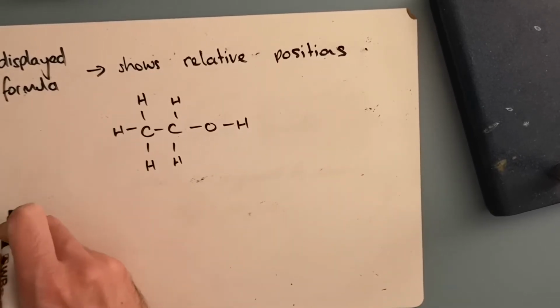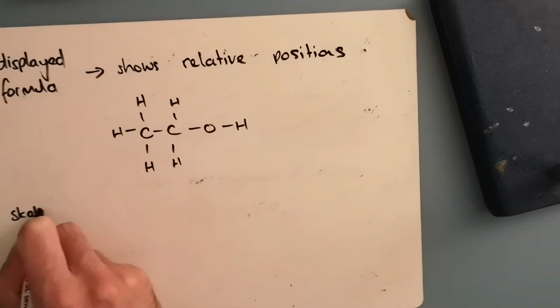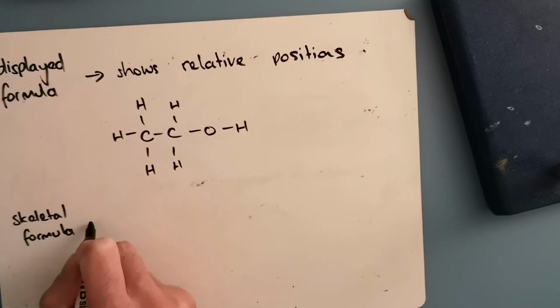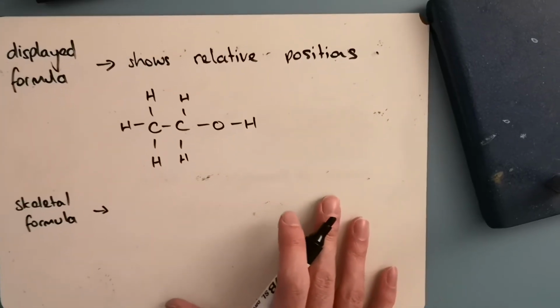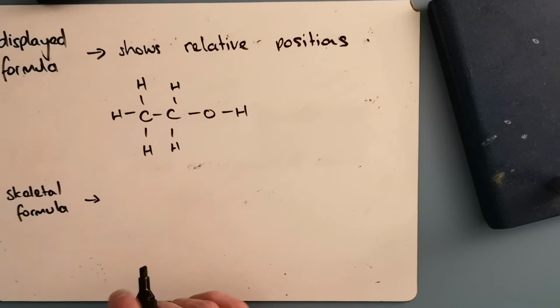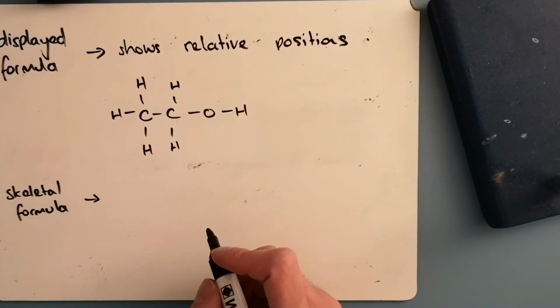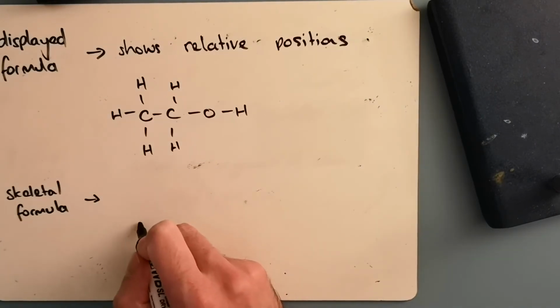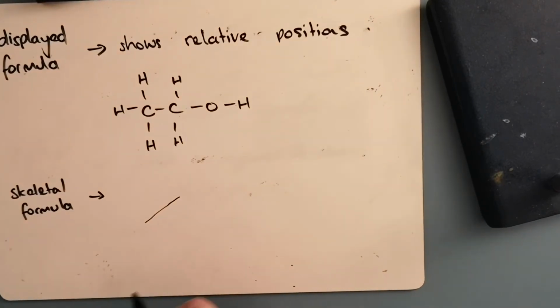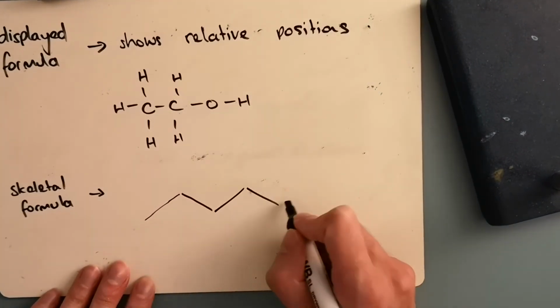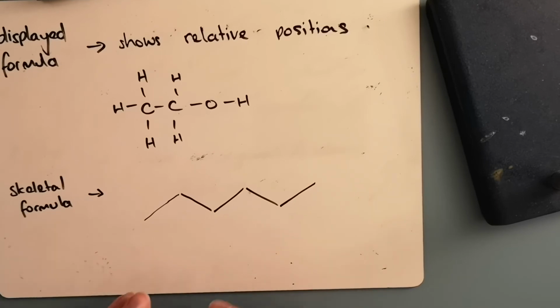And finally, we've got the skeletal. Now, skeletal are a bit tricky to first get your head around, but then they make life very easy once you have them. So a skeletal formula removes the hydrogen atoms and also represents carbons as just almost lines. So 2 carbons joined together would be represented just by a line. And then if I want to add more carbons to this chain, I could add that, and that is hexane.